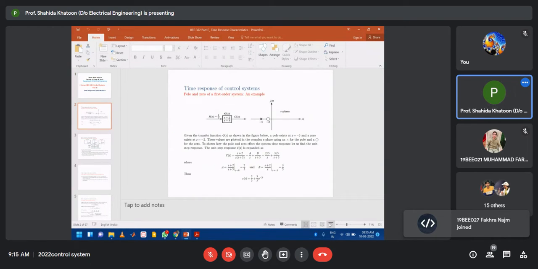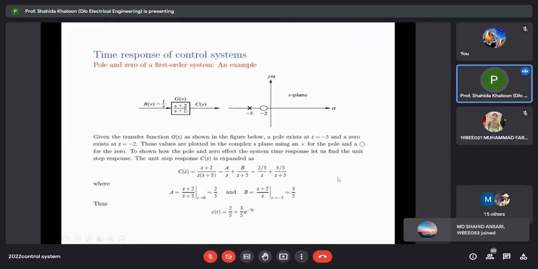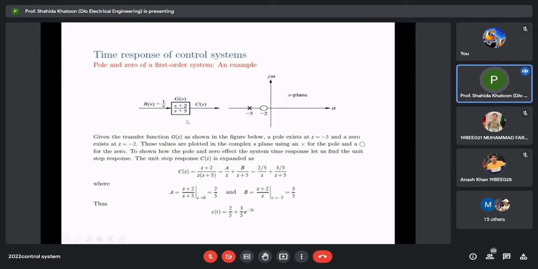So basically, what we are concerned with in the time response of control systems are the poles and zeros configuration. Poles and zeros of a first order system, you can understand with the help of this example. We have a block with transfer function s plus 2 upon s plus 5. The input is R(s), output is C(s), and the transfer function of the system is G(s).